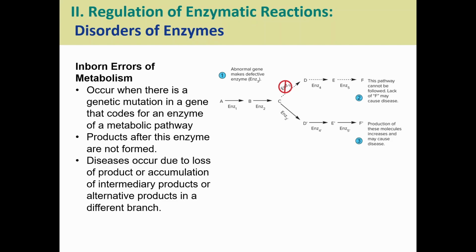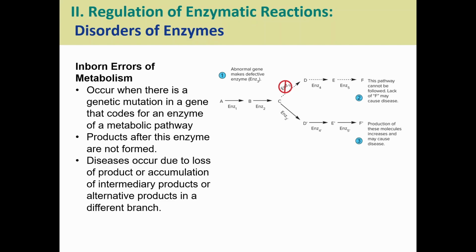So basically what can happen, especially when we look at these more complicated chains of reactions, these metabolic pathways, is that we're missing something. There's a product that we need that we do not have in the amount that we need. We can also have the accumulation of something.